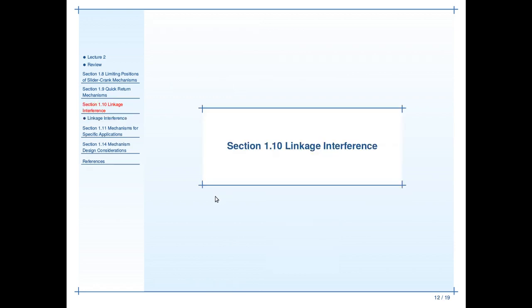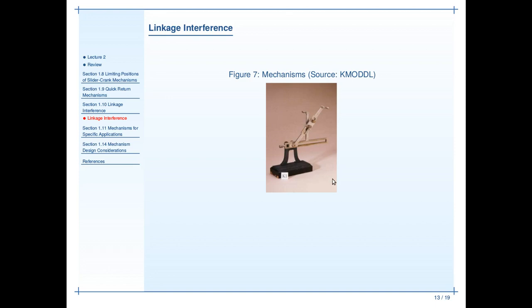Alright, continuing on. Section 1.10 discusses linkage interference. Linkage interference is an interesting topic. If you will recall from the mechanism that I brought to Lecture 1, interference occurs when things bind up. Because of this, let's go back to this, all these planar mechanisms are not truly planar. All the linkages don't exist in a single plane. They actually exist in a series of parallel planes, which then are fastened together by joints.